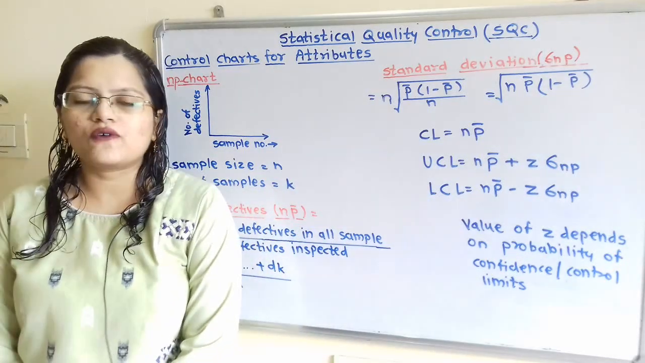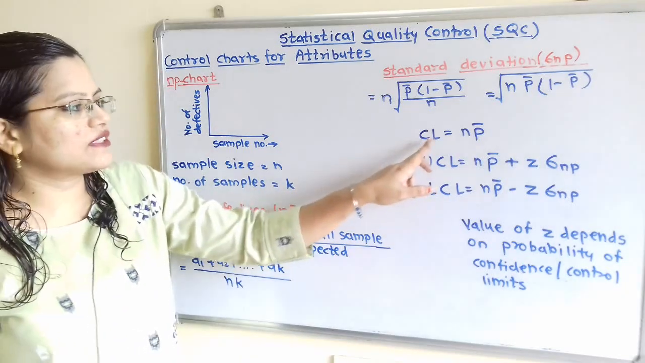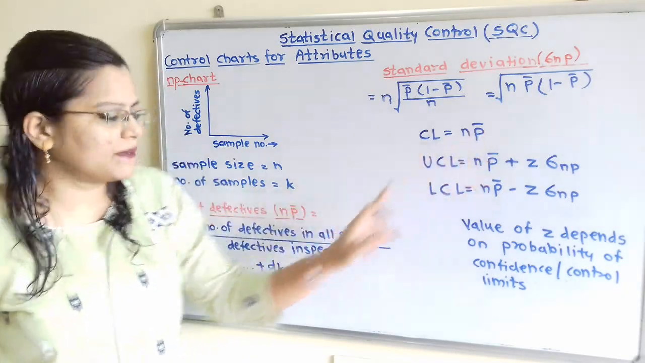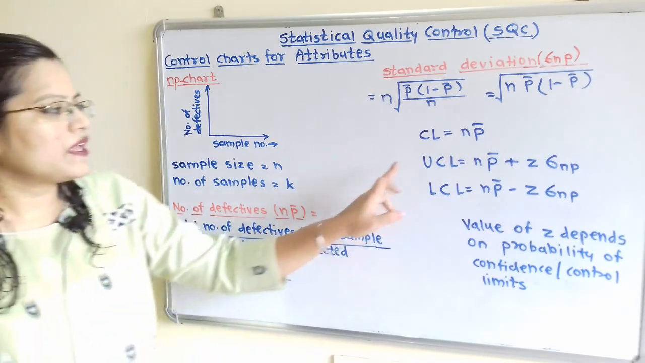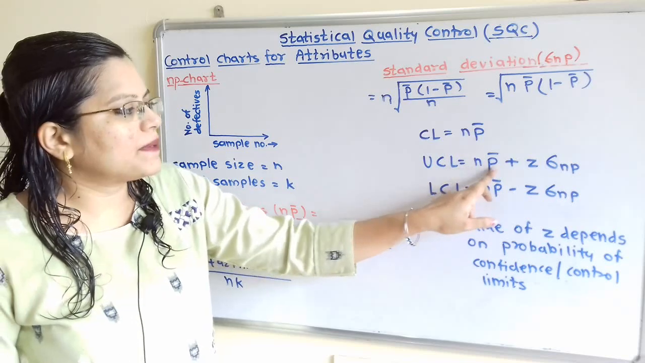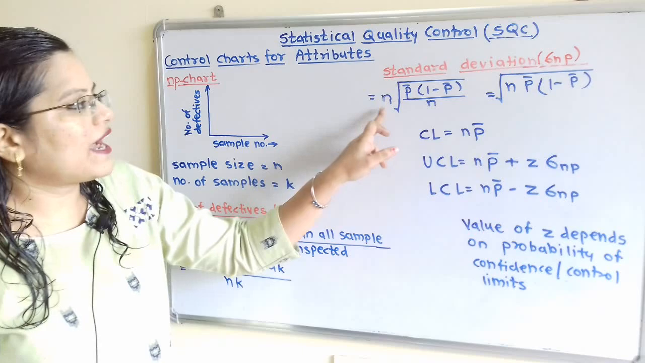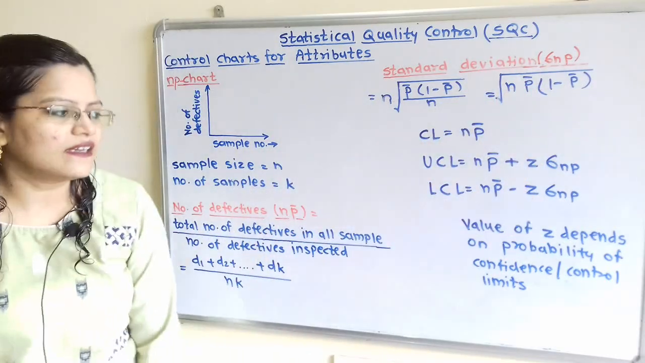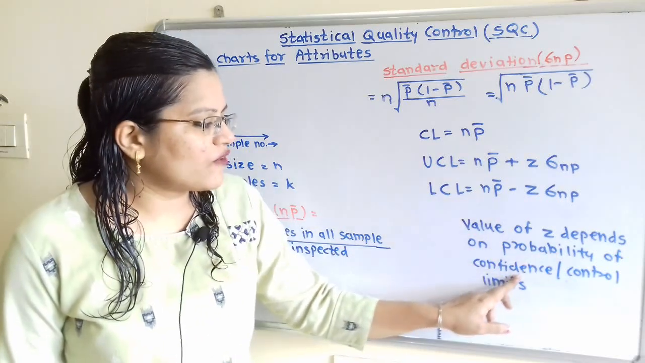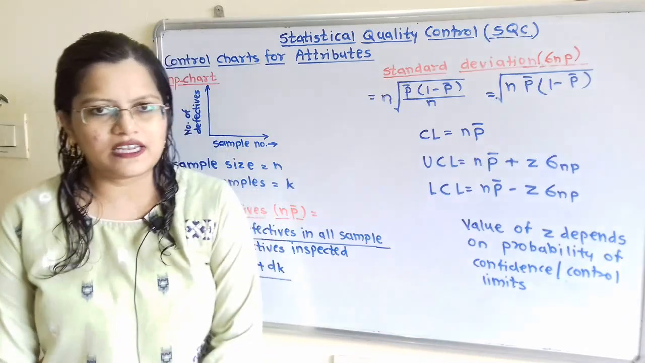Now how to calculate control limits? First is the center line. For the center line we have to use NP bar, which is calculated by using this formula. Upper control limit is NP bar plus Z sigma NP. Sigma NP we have to calculate by using this formula, and the value of Z will depend on the probability of confidence and control limit that I have explained earlier.